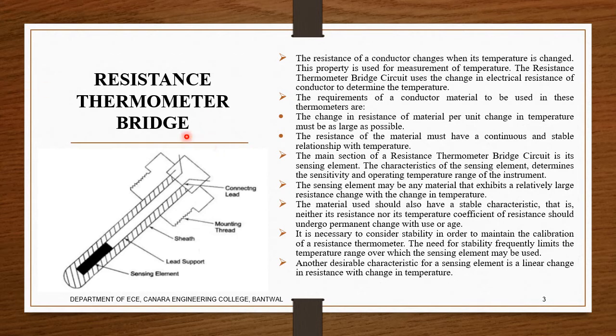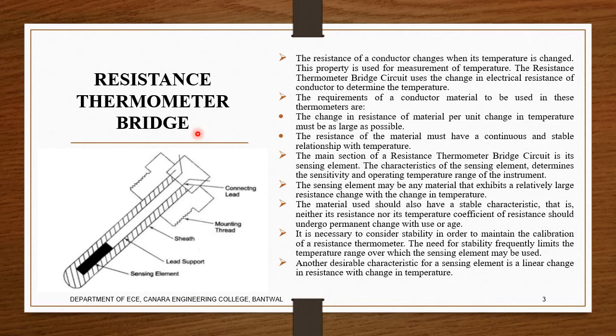So at first, what do we mean by resistance thermometer? Here, the resistance changes when the temperature is changed, and using this principle we implement the resistance thermometer bridge. Here we need to consider three factors: the resistance factor, the thermometer, meaning the temperature factor, and the bridge. In the previous videos where we discussed the different types of bridges, the same concept will be implemented here.